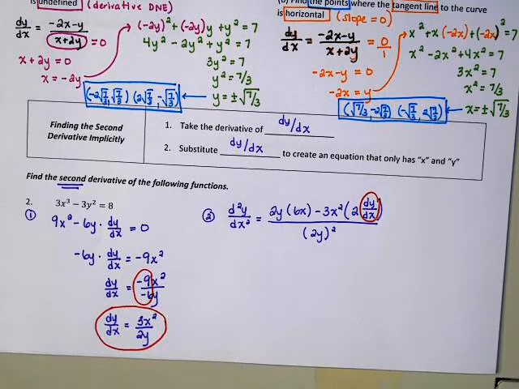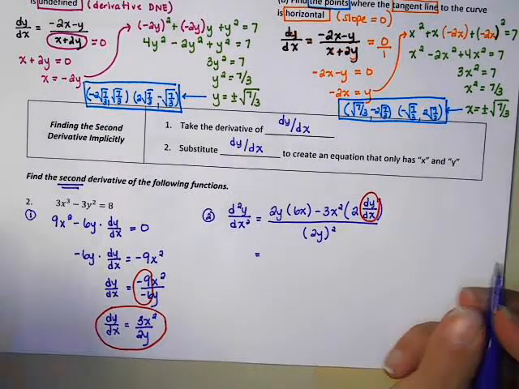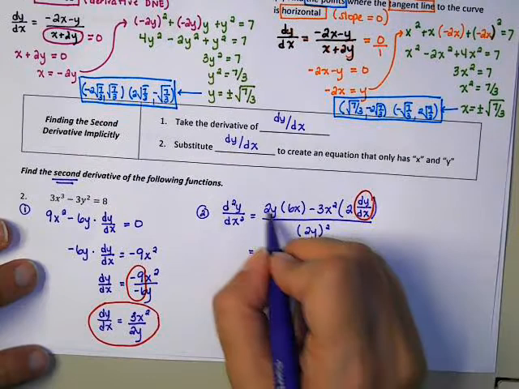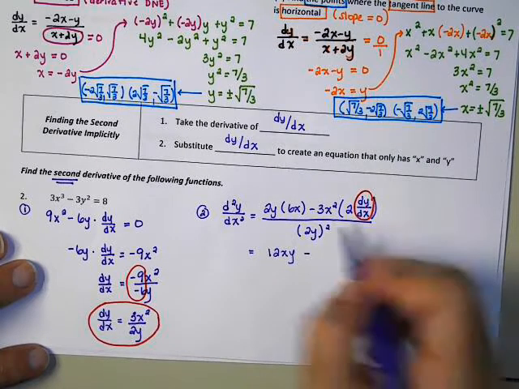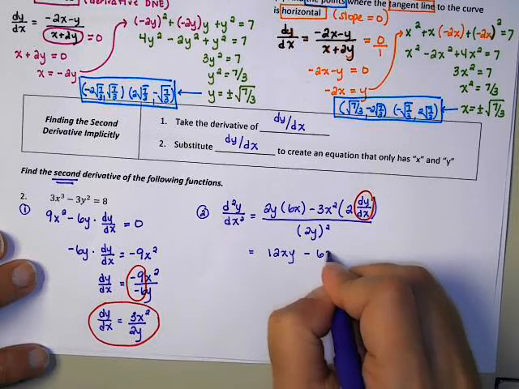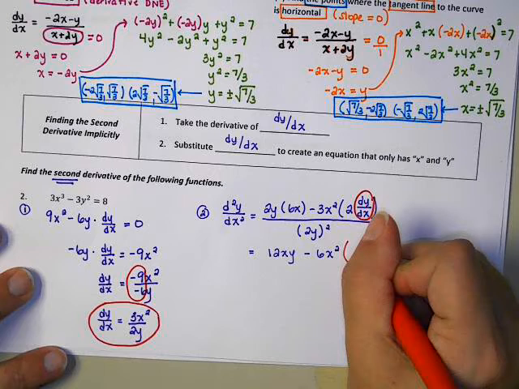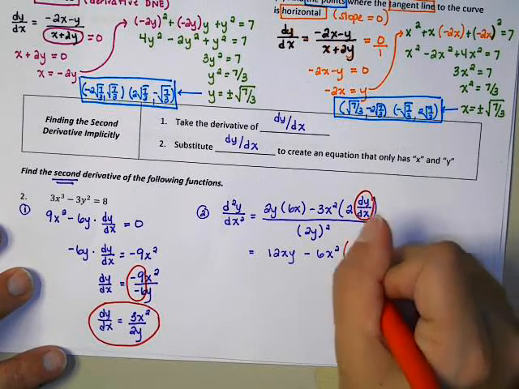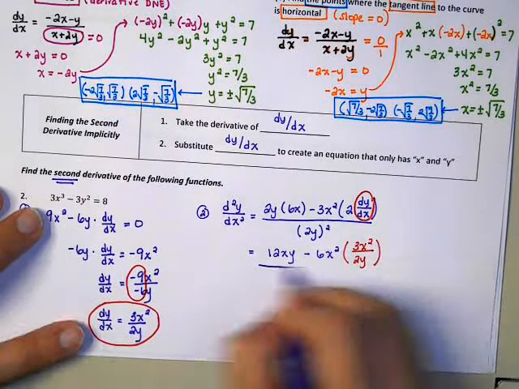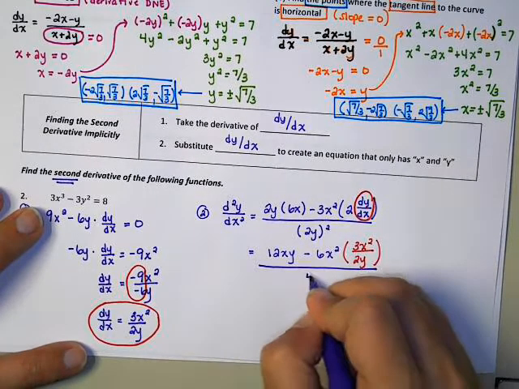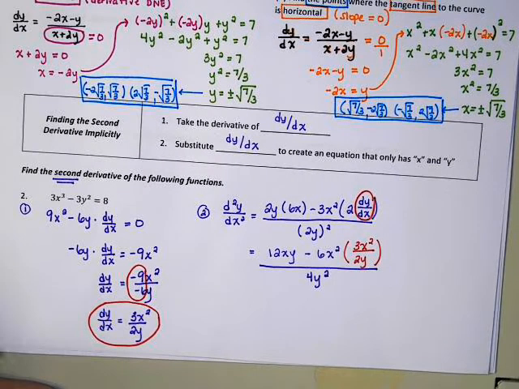for dy over dx. So what I'm going to have is, and I'm going to simplify a little bit as I go, 2y times 6x is 12xy minus 3 times 2 is 6x squared, and now I'm replacing the dy over dx with 3x squared over 2y. On the bottom, I'm going to have 2y squared, which is 4y squared. Now it's just a deal with simplifying.